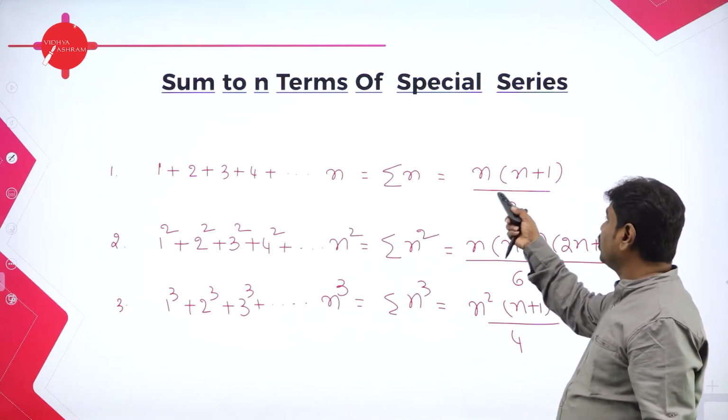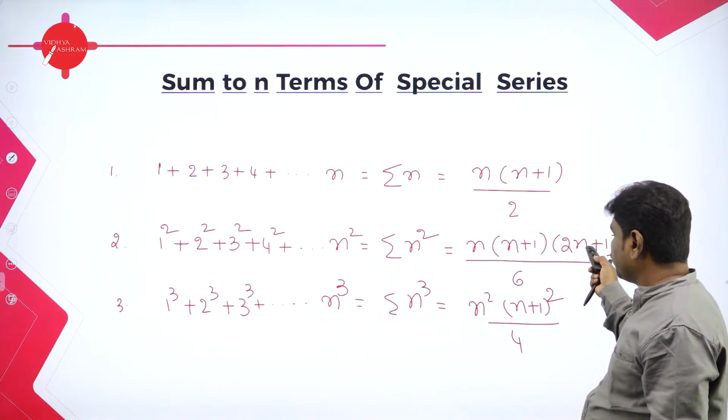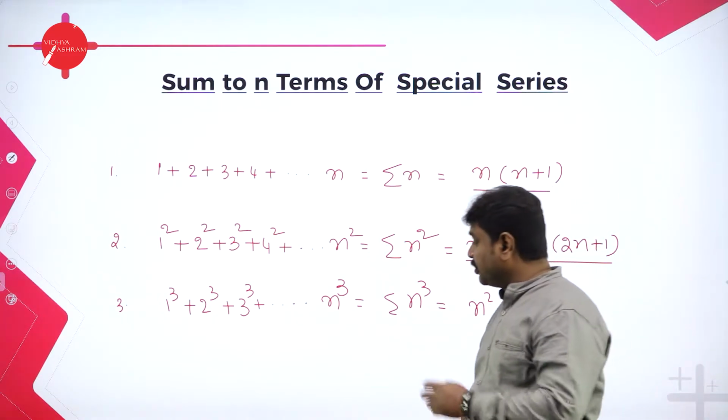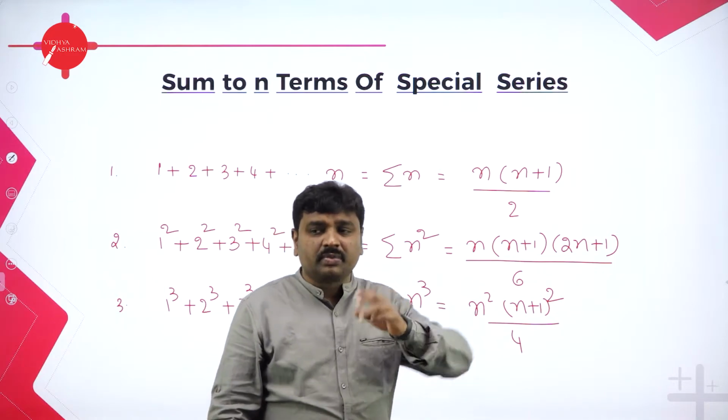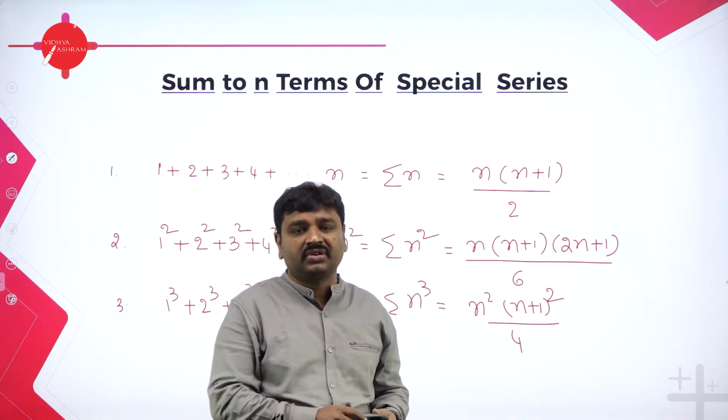What is sigma n? N into n plus 1 by 2. Sigma n square is n into n plus 1 into 2n plus 1 by 6. Sigma n cube is n square into n plus 1 the whole square by 4. Please become thorough with these three formulae.